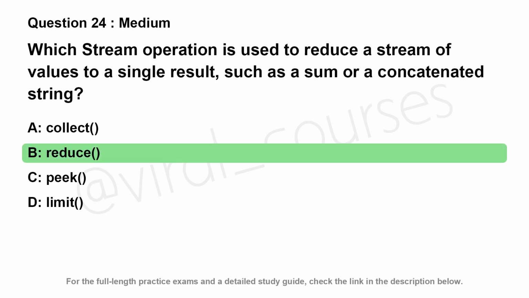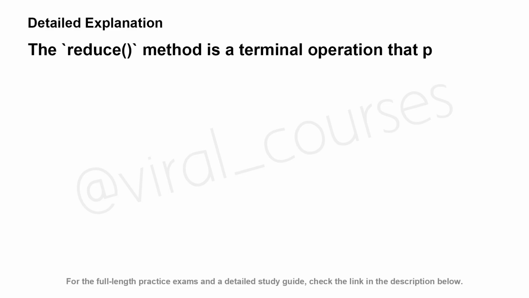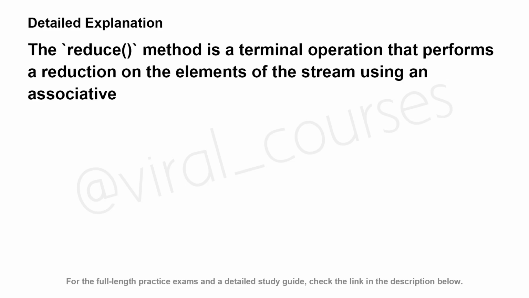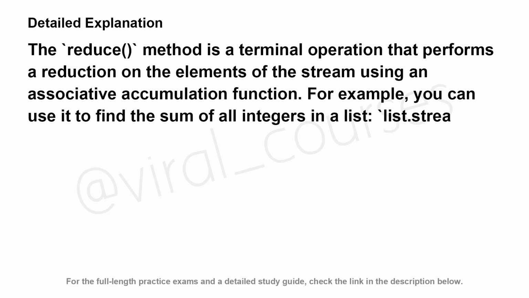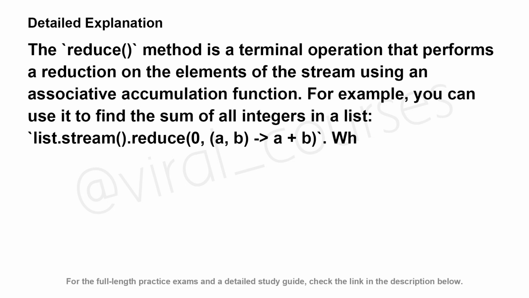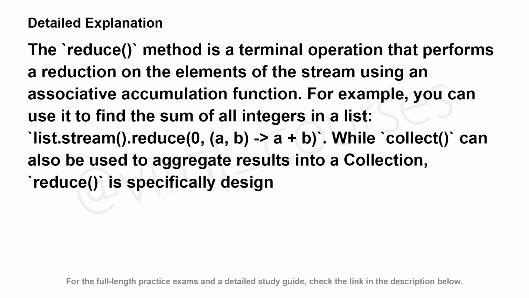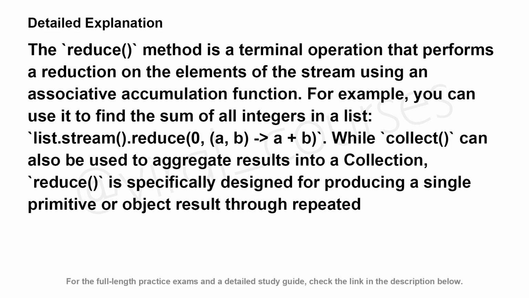The correct answer is B. The reduce method is a terminal operation that performs a reduction on the elements of the stream using an associative accumulation function. For example, you can use it to find the sum of all integers in a list: list.stream().reduce(0, (a, b) -> a + b), while collect can also be used to aggregate results into a collection. Reduce is specifically designed for producing a single primitive or object result through repeated application of an operation.